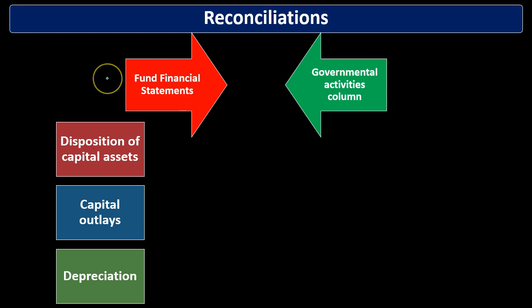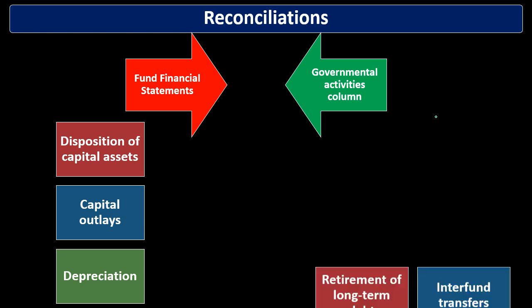Under the modified accrual basis for the governmental funds, we're going to record it not as an asset on the books, but possibly as an expenditure at the point in time that we acquire the capital assets rather than depreciating it. So we'll have to account for that. That'll be one of the reconciling differences.